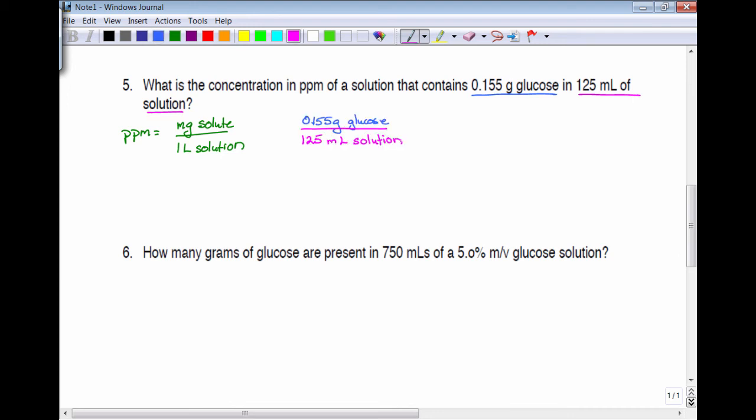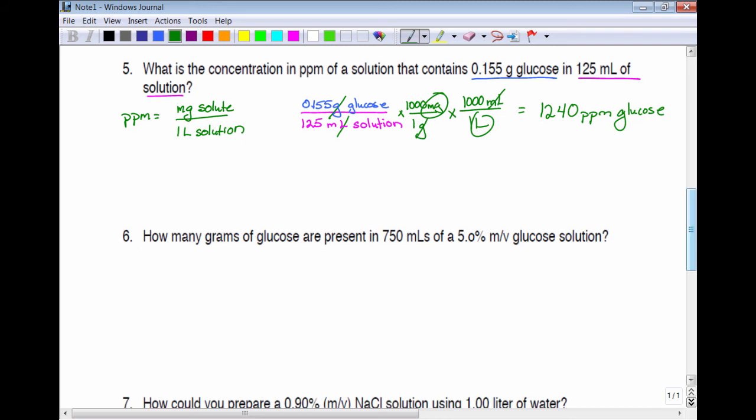If I write the amount of solute over the amount of solution, now it turns into a simple unit conversion. I need to convert grams of solute into milligrams of solute, and then milliliters of solution into liters of solution. This gives me the answer of 1,240 parts per million of glucose solution in 3 significant figures.